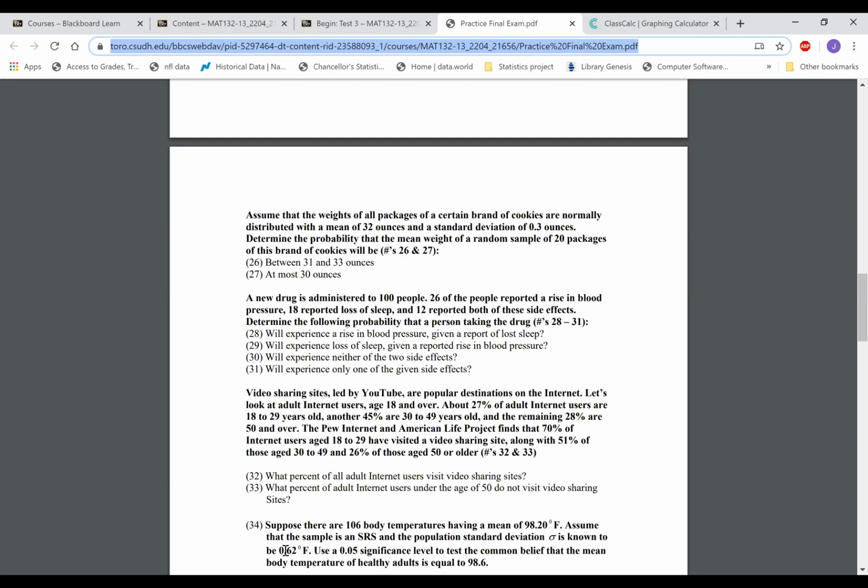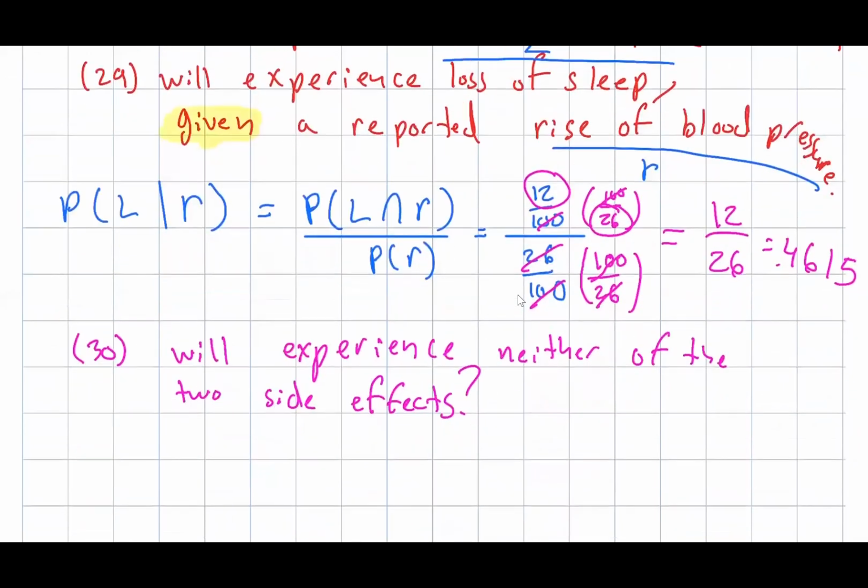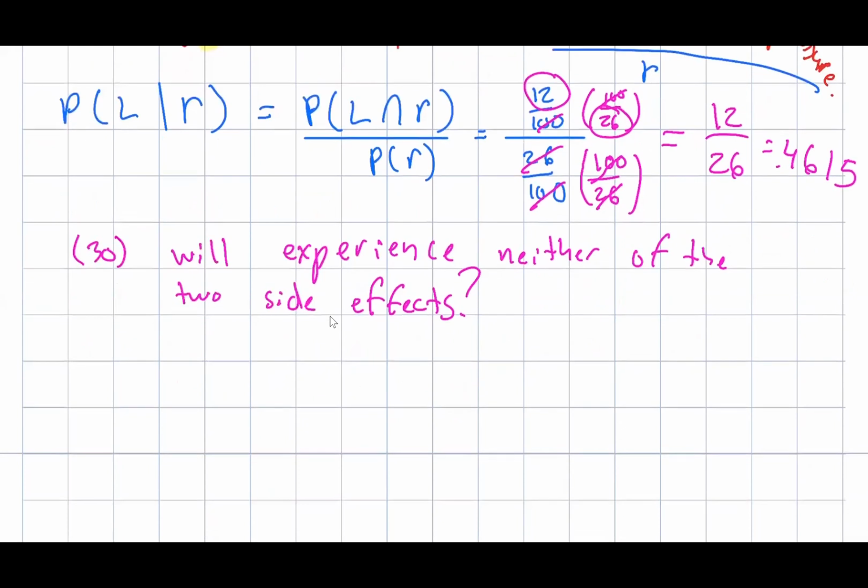All right, so let's go ahead and do 30. For 30, it said will experience neither of the two side effects. Well, if you actually look at the problem, the easiest way, because we want them to experience neither of the two side effects, is this: we don't want them to experience loss of sleep, and we also don't want them to experience rise of blood pressure.